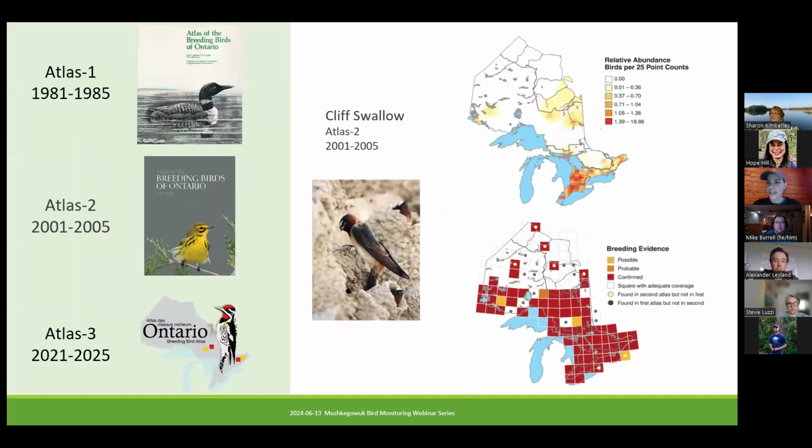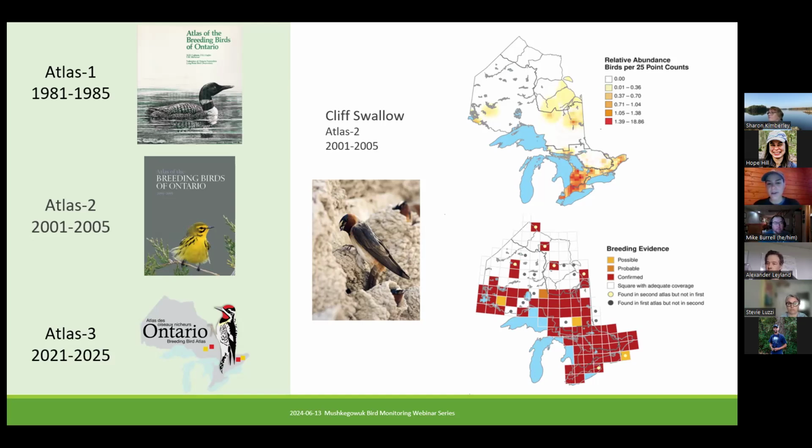So like I mentioned, this is our third atlas. The first atlas happened in the 80s, and these atlases take around 5 years for data collection and happen every 20 years. So Atlas 1 was in the 80s, 81 to 85. Atlas 2 happened from 2001 to 2005. And then this third atlas started in 2021, and we're going to wrap up data collection by the end of next year. And so some things that we can do with this data are compare back to previous atlases, kind of like I mentioned in the last slide.